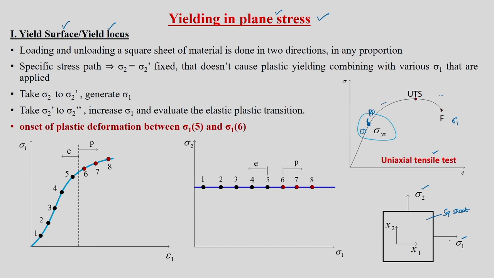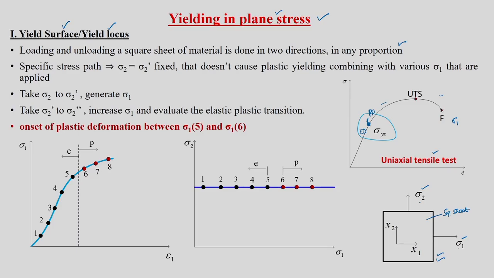Now, depending on the proportion of sigma 2 to sigma 1, you may have yielding happening at one particular stage of deformation, correct? So very theoretically, I am saying that loading and unloading of a square sheet of material is done in two directions in any proportion. That is what the schematic tells you here: one direction, two directions. I am going to load and unload it and see whether there is permanent deformation or not. I am going to check it so that I know where this elastic to plastic transition, the onset of yielding, will be. So for that, I will do this kind of exercise.